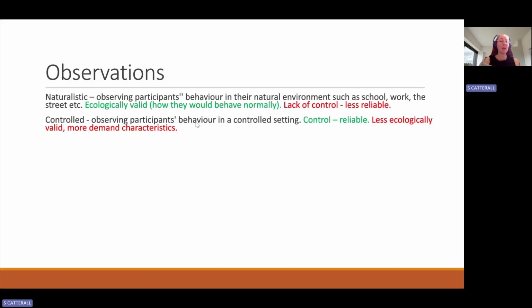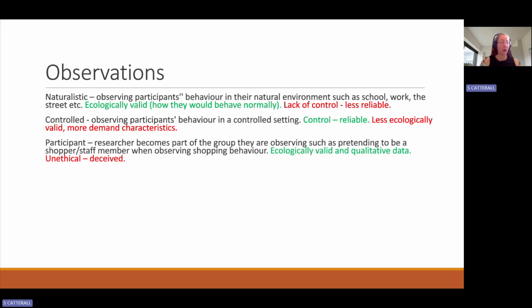But they're not really going to behave how they normally would because it's unfamiliar, it's artificial, and they may show demand characteristics, please or displease the researcher. Obviously, if you're a child, you can't do that. So be careful on what the study's about, but they don't really talk about children that often, so maybe you could use that one. Oh, I'm talking too much.